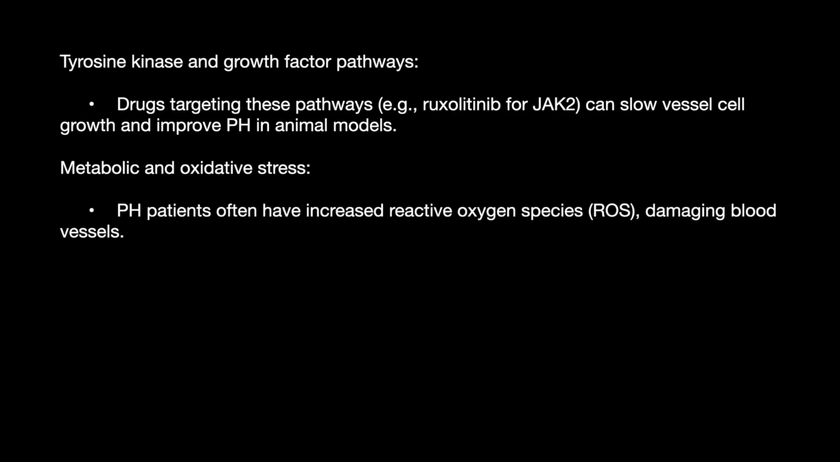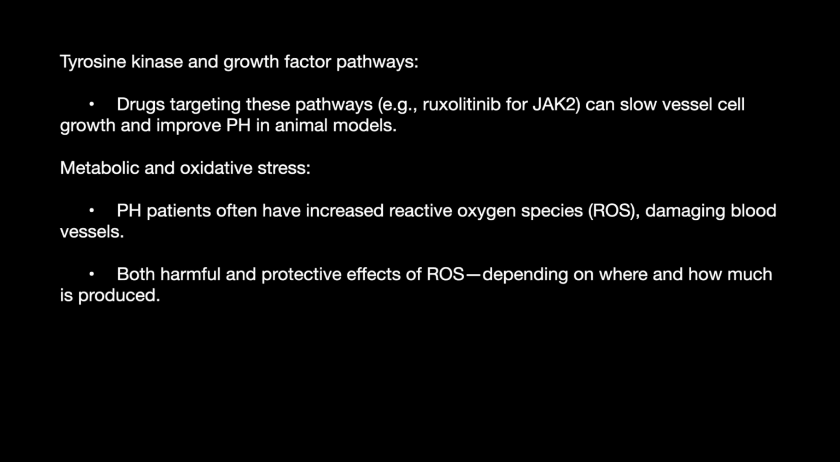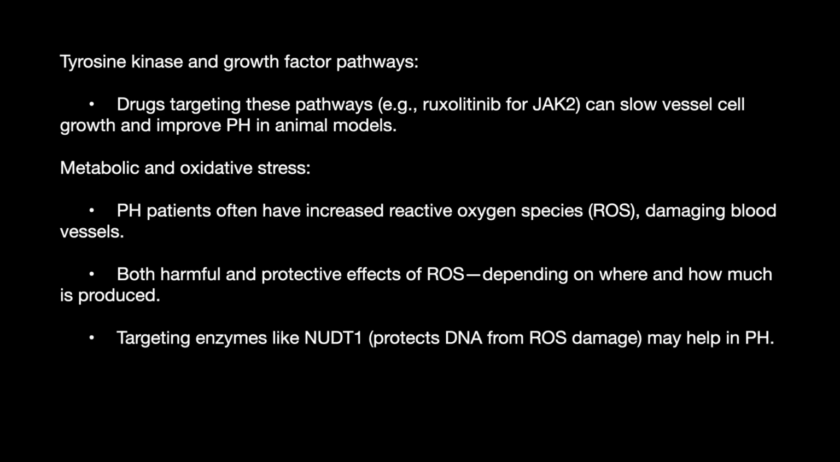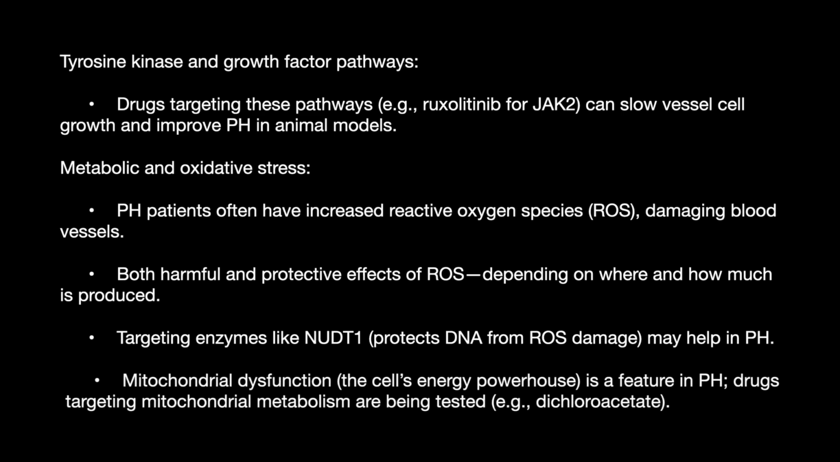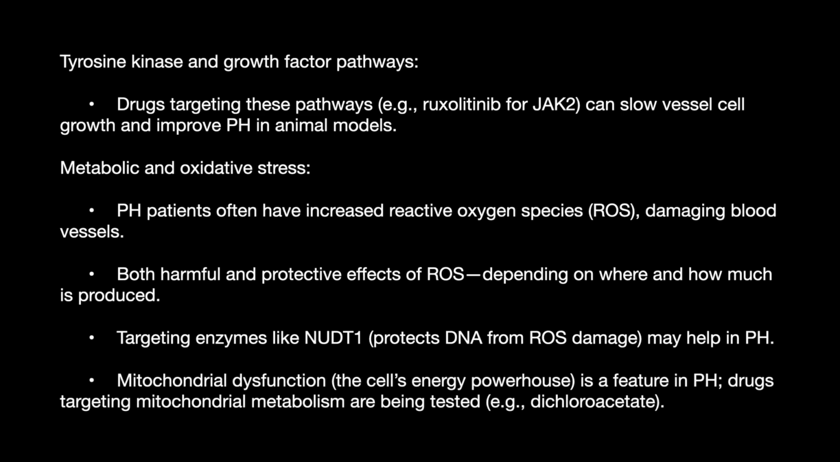Pulmonary hypertension patients often have increased reactive oxygen species, which damages their blood vessels. Both harmful and protective reactive oxygen species are there depending on where and how much is being produced. Targeting enzymes like the NUDT1, which protects the DNA from the oxygen damage, can help in this particular condition. Mitochondrial dysfunction, that is the cell's powerhouse, is a feature in pulmonary hypertension. Drugs that target the mitochondrial metabolism are being tested, like dichloroacetate.